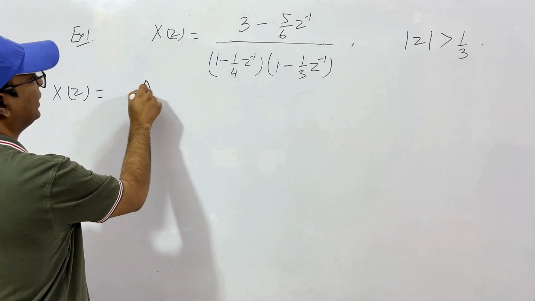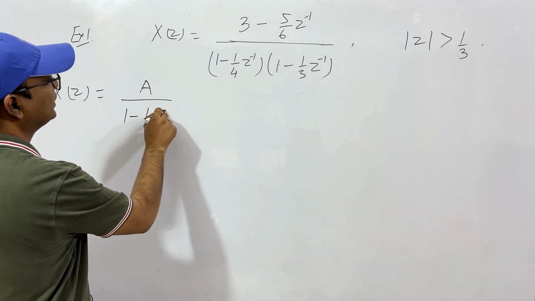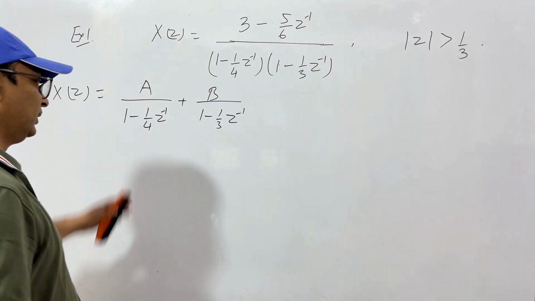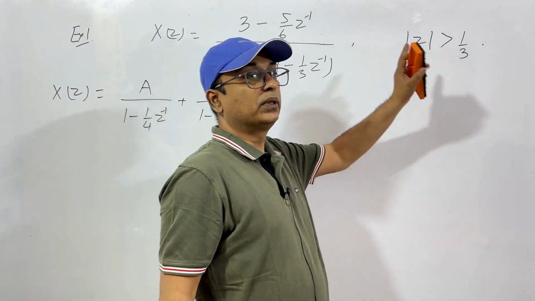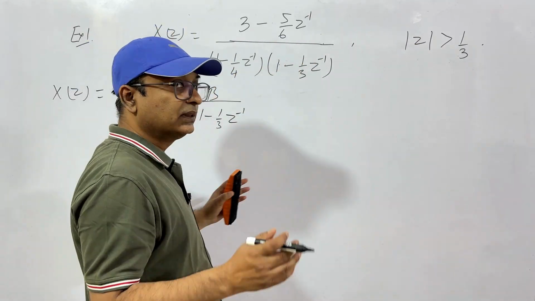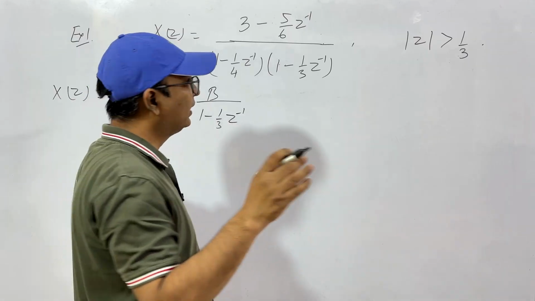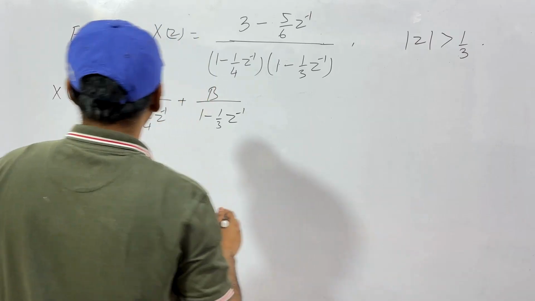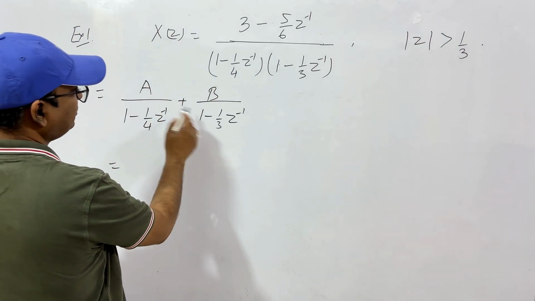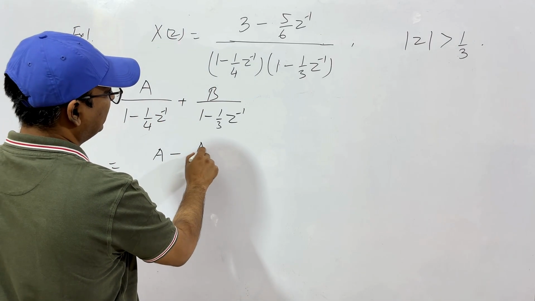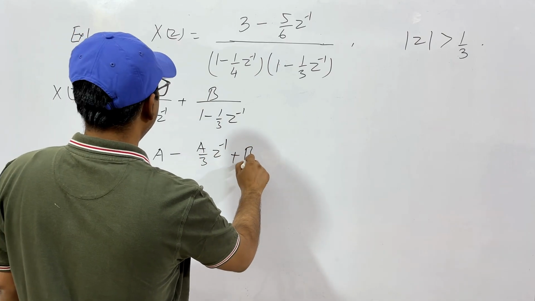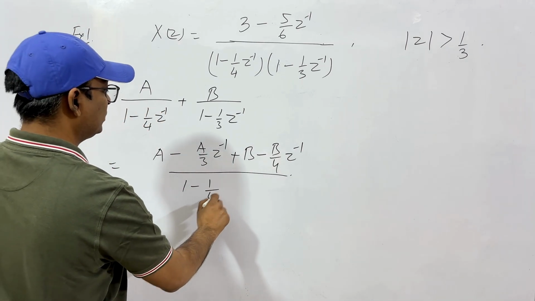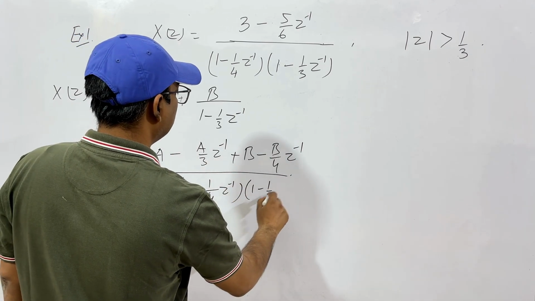We can write it as A by 1 minus 1 by 4 z inverse plus B by 1 minus 1 by 3 z inverse. Before I proceed, the region of convergence is very important, because for different regions of convergence, the sequence will be different. How? Let me solve this first, and then I'll explain how it differs. So this will be A minus A by 3 z inverse plus B minus B by 4 z inverse, over 1 minus 1 by 4 z inverse into 1 minus 1 by 3 z inverse.